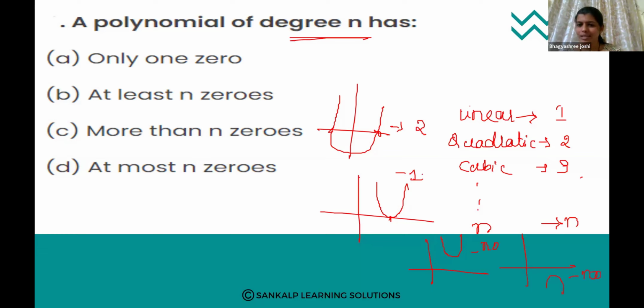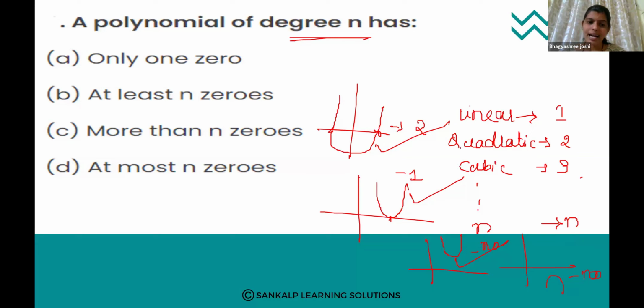But remember one thing, this is also a quadratic polynomial. Have you observed more than 2 zeros anywhere? No. Less than 2 is there, but more than 2 is not there. 1 is there, 0 is there, 3 is not there, right? That means we can say that at most 2. More than 2 is not possible. Less than 2 is possible, but more than 2 is not possible.